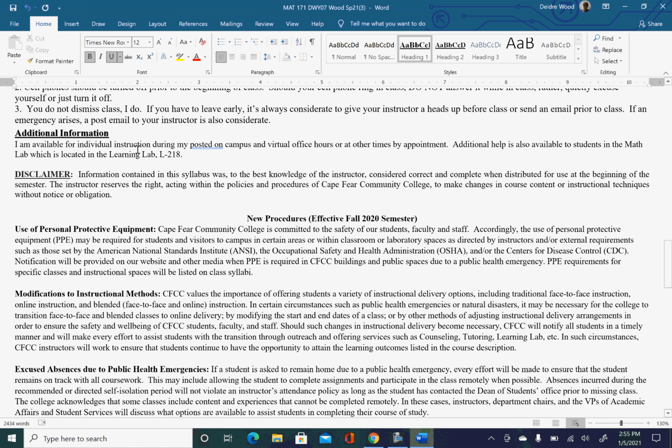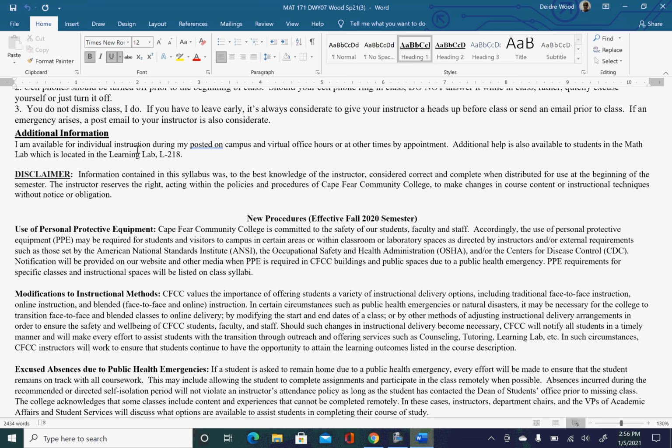It should be noted, as a disclaimer here, that everything that I've said here in the syllabus is considered as correct as it possibly could be here at the beginning of the semester. But you should know that the instructor, myself, reserves the right, acting within college principles, to adjust something without notice or obligation.